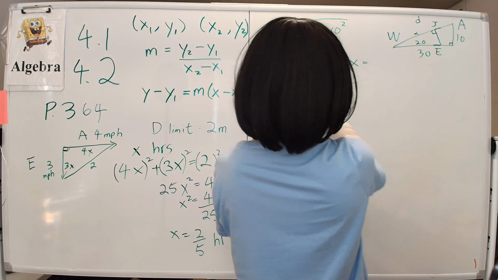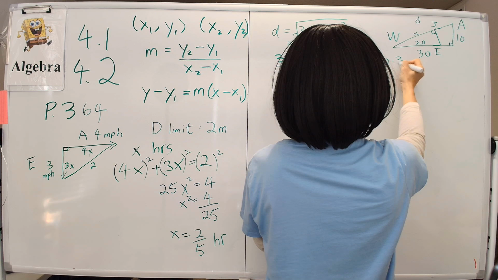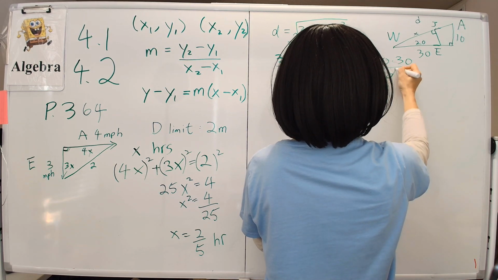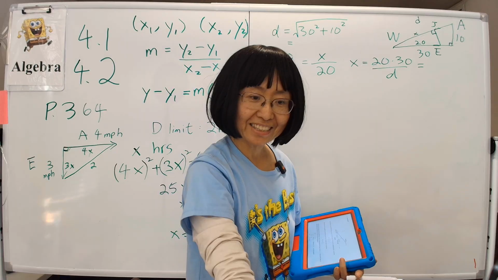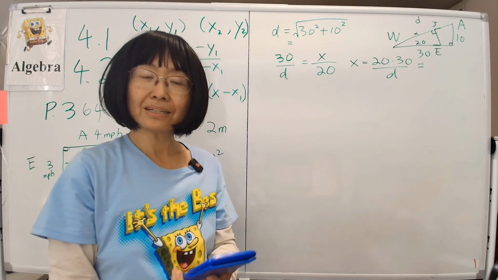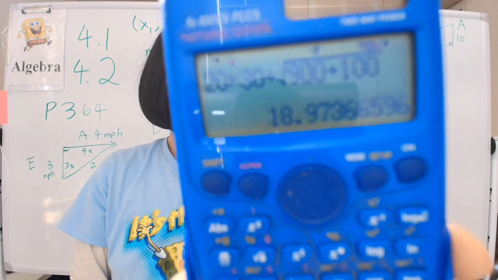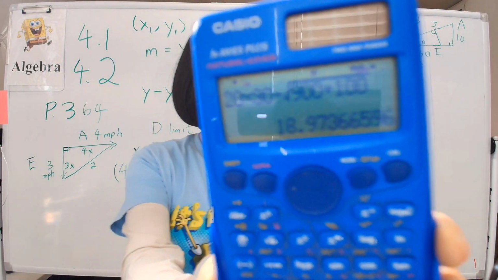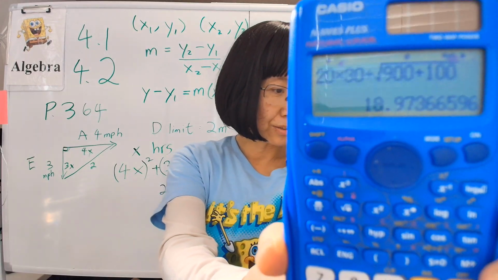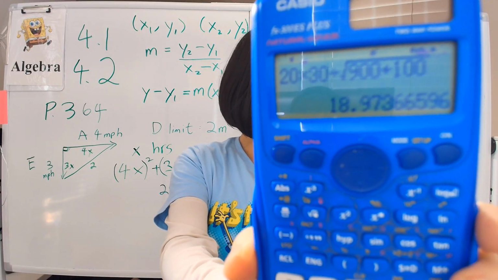Let's see. We'll take 20 up here. 20 times 30 divided by D is what X is, and then I will use my calculator to figure out what that is. So I punch the numbers in, and let me move this over here. The calculator is too reflective, and my camera can't focus very well. Well, you can kind of see it anyway.